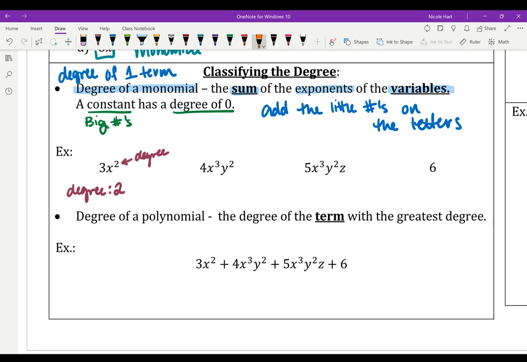Our next example says 4x to the power of 3 and y to the power of 2. I'm going to take that 3 and 2, and it says the sum of the exponents. So we are going to add those together. 3 plus 2 is 5. So our degree here is 5.